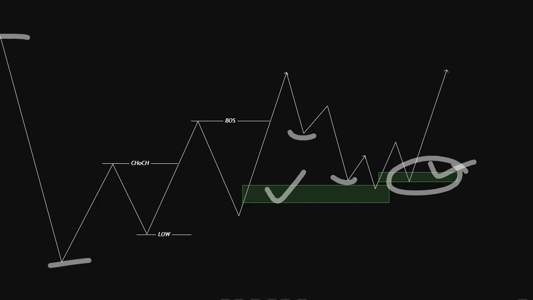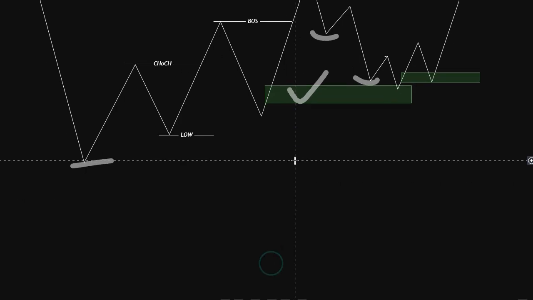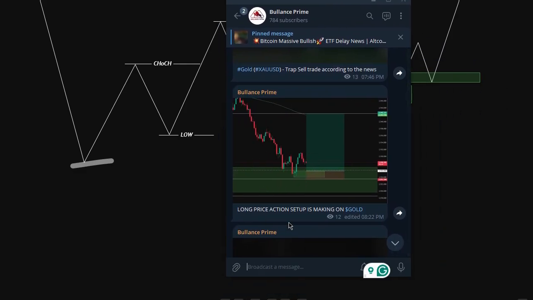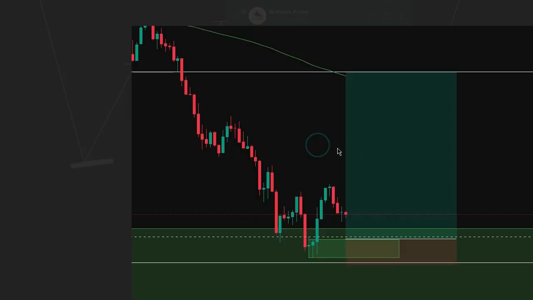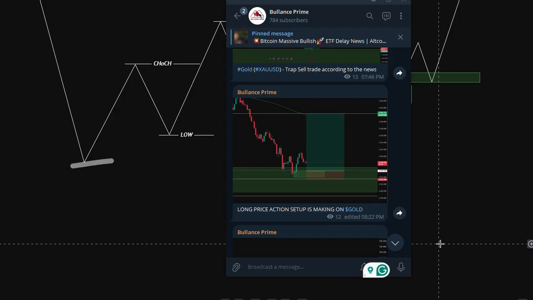I hope you understand this drawing. Now we will go for the live market trade. Also, before showing the live market trade, I'm going to give you an example of a trade that I also shared in my Telegram group. You can see I shared this long price action setup on gold, and here I show you the trading setup.